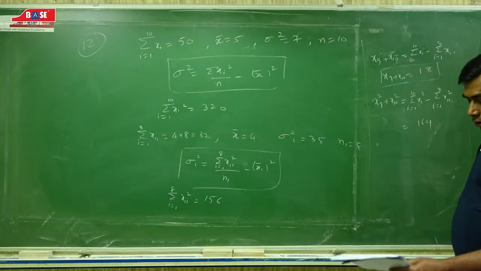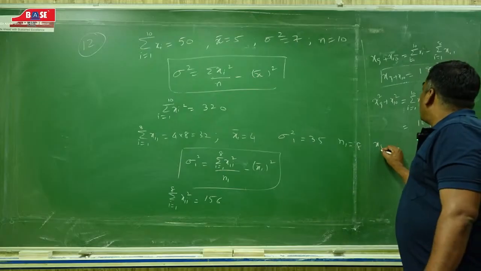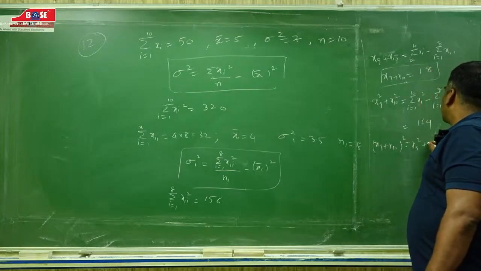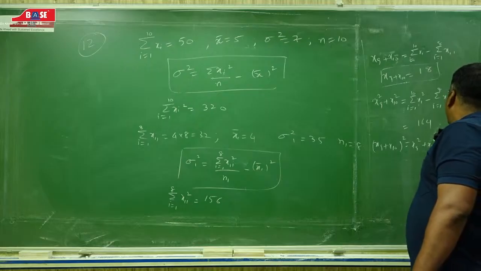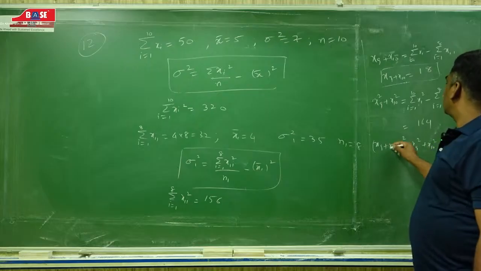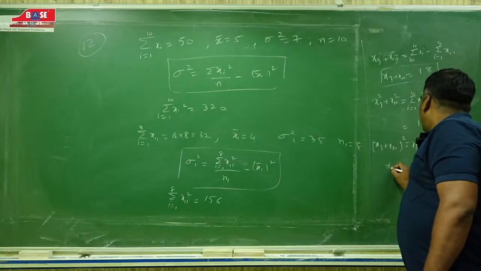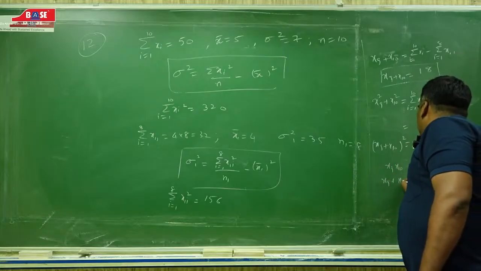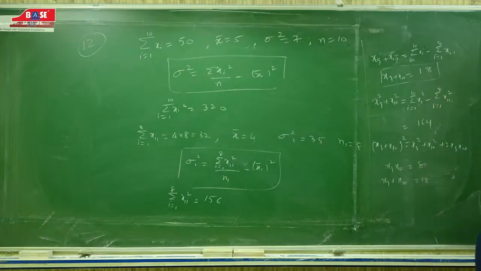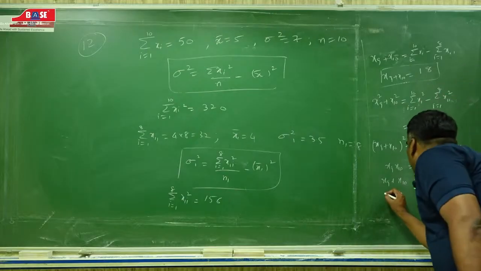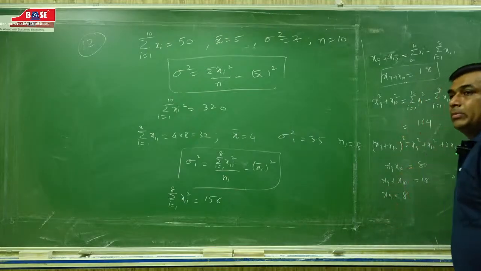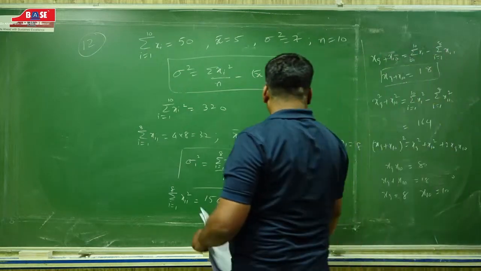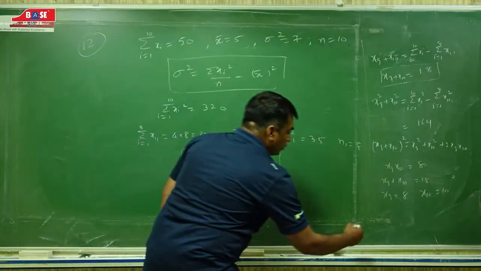164. So I have the formula (x9 plus x10) whole square equals x9 square plus x10 square plus 2 times x9 x10. When I substitute the above values, I get the product x9 x10 as 80, and the sum x9 plus x10 is 18. From this we get the value of x9 as 8 and x10 as 10. When we substitute in the required expression, we get the answer as 44.